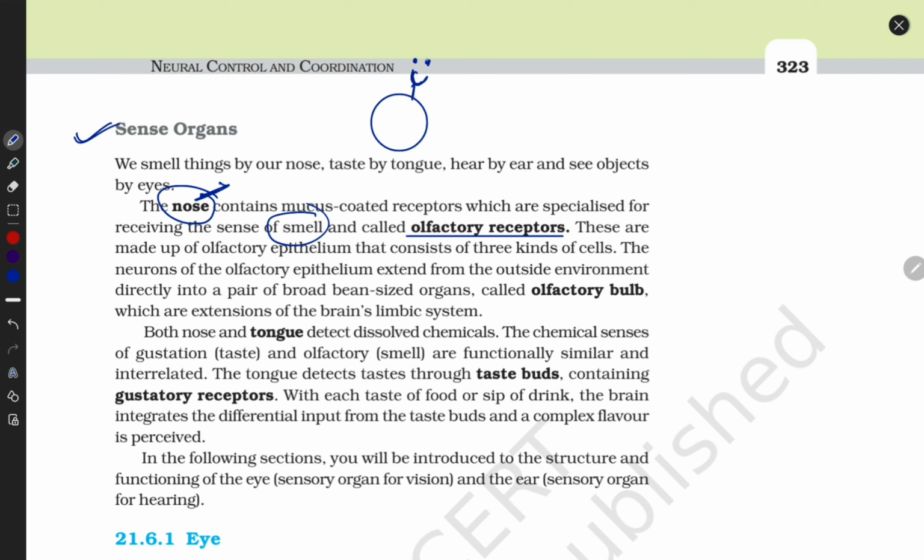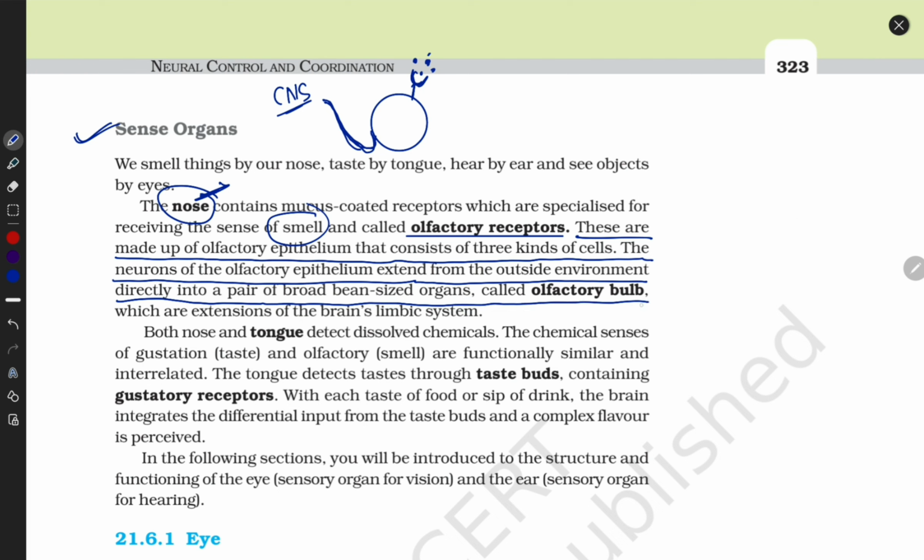If smell signals come, then they bind with olfactory receptors, and the olfactory receptor cells are connected with the CNS. Then we can identify which kind of smell there is, any fruit, any vegetables. All right. These are made up of olfactory epithelium that consists of three kinds of cells. The neurons of the olfactory epithelium extend from the outside environment directly into the pair of broad bean-sized organs called olfactory bulbs, which are an extension of the brain's limbic system. They are attached to the limbic system.